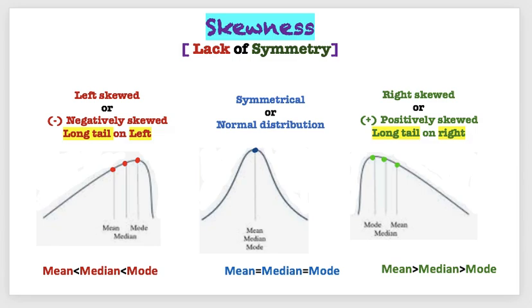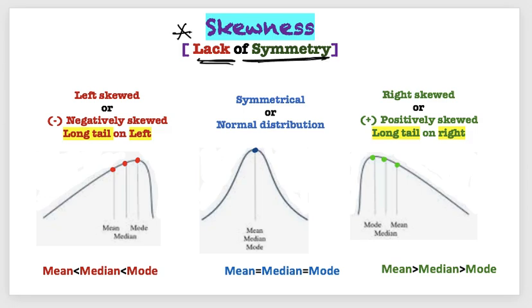Now let's come to skewness. What do we mean by skewness? Skewness is just a tilted graphical presentation of the data, or in a simple way, when there is no symmetry, or a lack of symmetry.